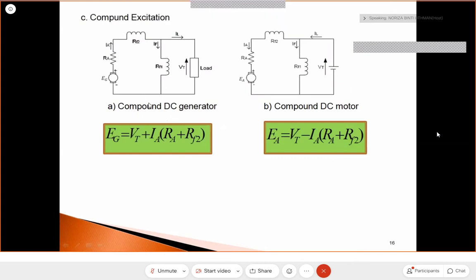Okay. So untuk buat ni sama juga. Untuk generator, current datang daripada EG. Okay, so masuk IF, masuk IL, and then you buat loop yang besar, which is you ignore RF1, sebab dia parallel dengan load ni. Voltage dia sama, so just ignore saja. And then untuk DC motor, motor current come from terminal, so dia akan pergi ke sini. So EG untuk generator, EG equal to VT plus IA, RA plus RF2. And then untuk EA, VT minus IA, RA plus RF2. Okay, so itu untuk compound.